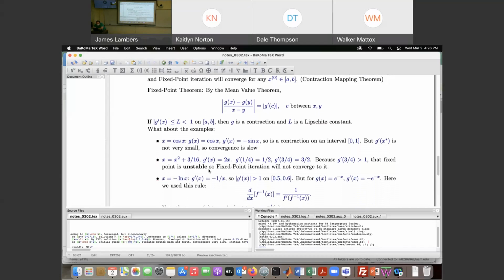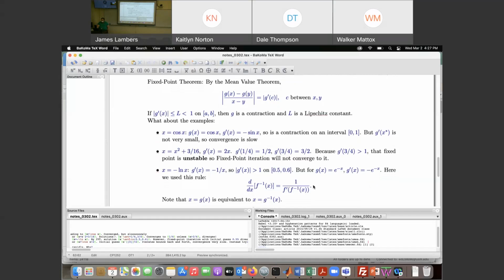For a third example, x is minus natural log of x. So here's our derivative, but x is between 0.5 and 0.6, so minus 1 over that is going to be too large. So that's why that iteration diverged. But if I rewrite the equation as x equals e to the minus x, here's our derivative, and for x between 0.5 and 0.6, this is going to be less than 1.